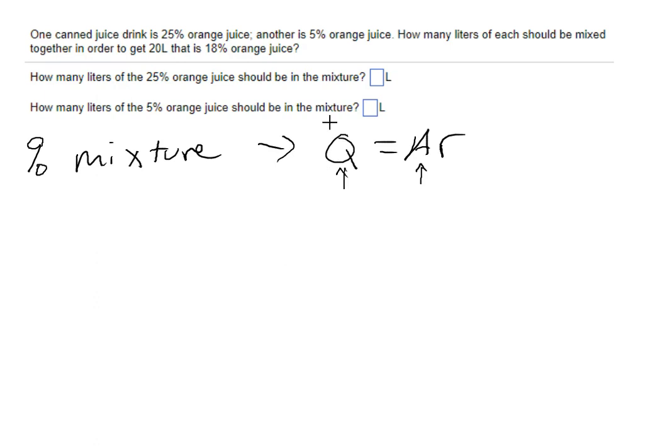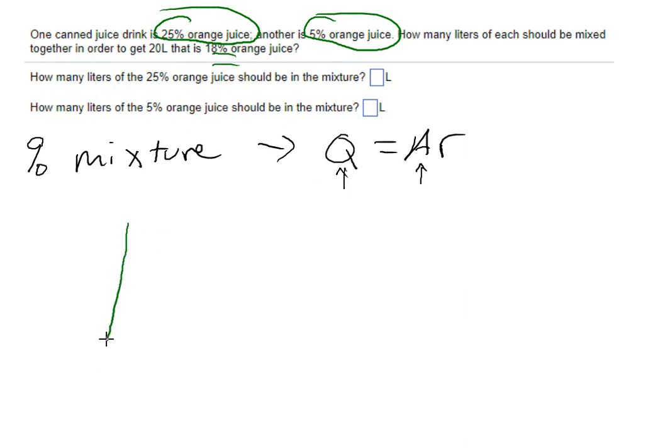This applies to three different things in this problem. This is what makes this problem difficult. It applies to the first juice drink, which is 25% orange juice. It applies to the second one, which is 5% orange juice, and it applies to the two being mixed together. So this formula applies to all three of these percentages.